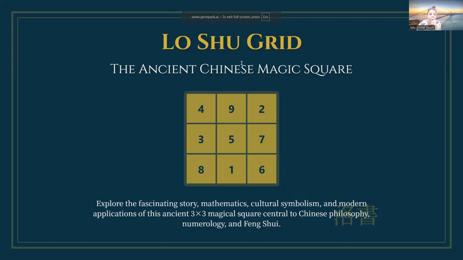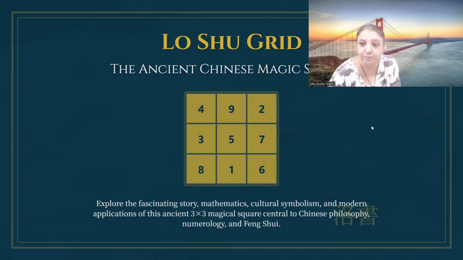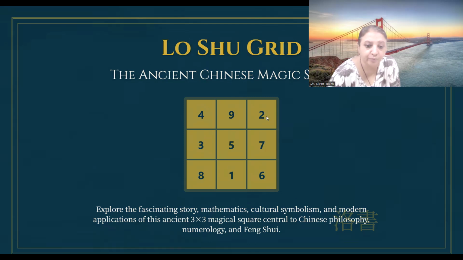Let's understand from this PowerPoint. Loshu grid. It's an ancient Chinese magic square. You can see here, it's a grid of 3 by 3. 3 rows are there, 3 columns are there. First row, it has 492. Second row, it is 357 and 816. So it's called magical square.